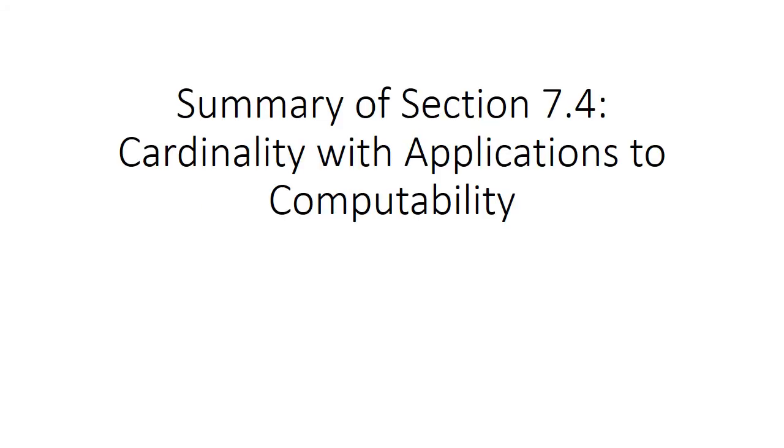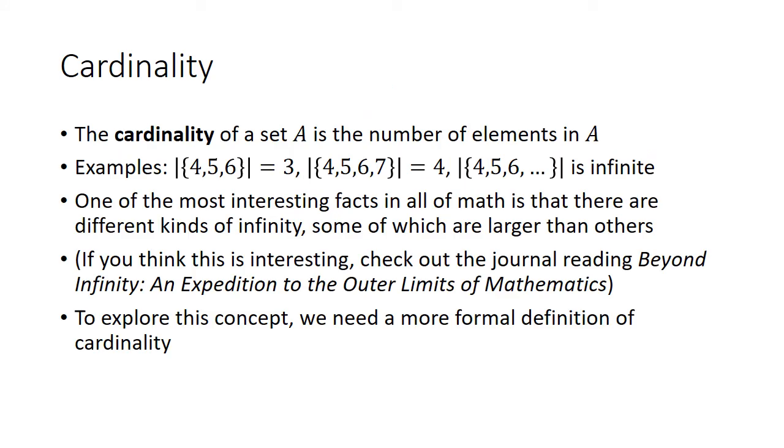Okay, so now let's talk about section 7.4. This section actually contains some of the most interesting material in the entire textbook, in my opinion. It's cardinality with applications to computability. So let's talk about cardinality for a second. I can't remember honestly whether we had talked about this before or not, but the cardinality of a set A is simply the number of elements that are in A.